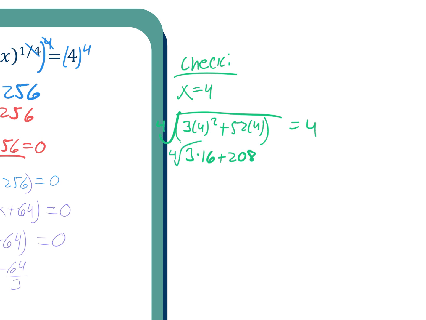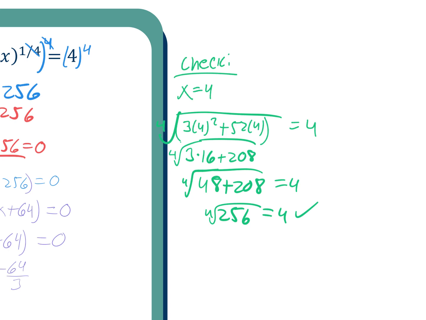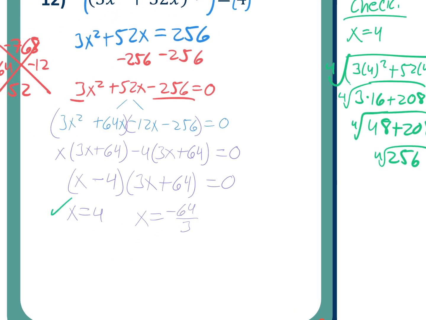And then we want to see, does this get you 256? 3 times 16 is 48. 48 plus 208 is going to get you 256. So we get the 4th root of 256 is 4. That is true, right? So x equals 4 is a solution.